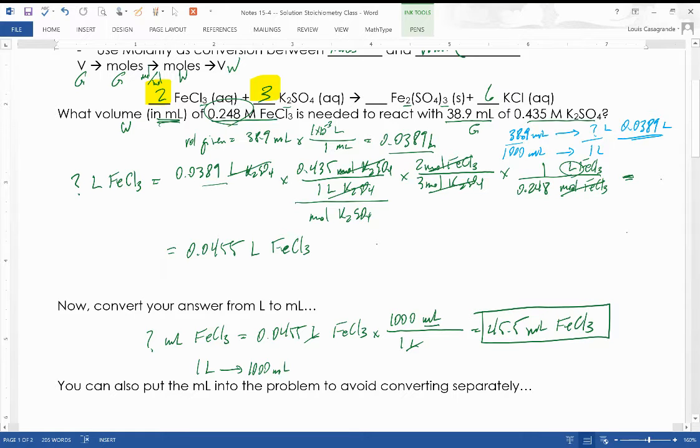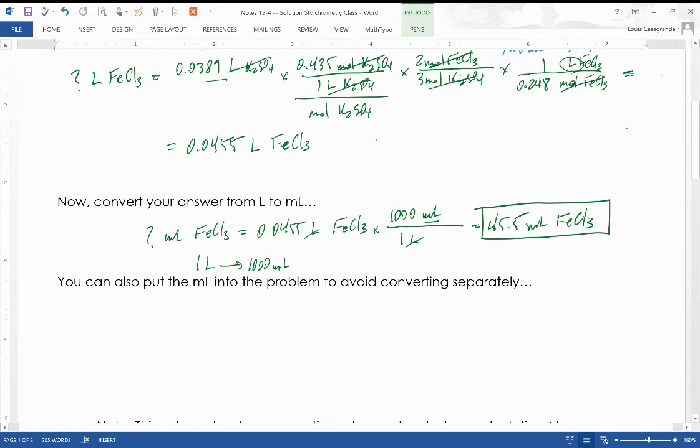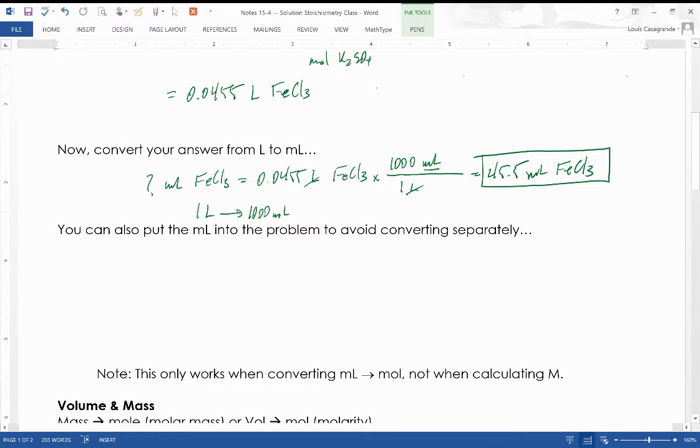So the center part of the stoichiometry is just what you've seen before. Just pay attention to what's the wanted and what's the given, and you should do fine. Now, there is one trick that I'm going to show you here. You don't have to use it, but if you can master this trick, it'll save you a little bit of time. We can put milliliters into the problem as what I call an internal conversion factor, to avoid having to do the conversions at the beginning and at the end separately and make it a little easier for yourself.